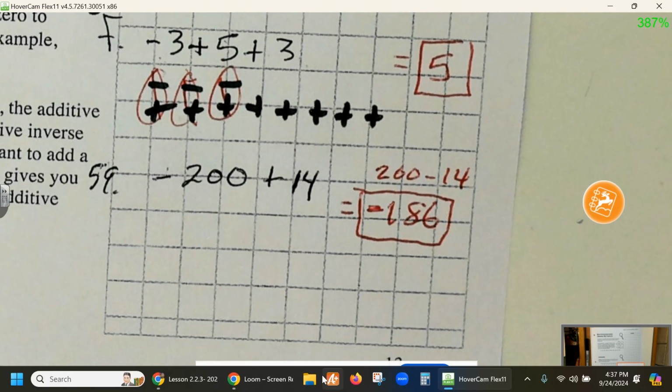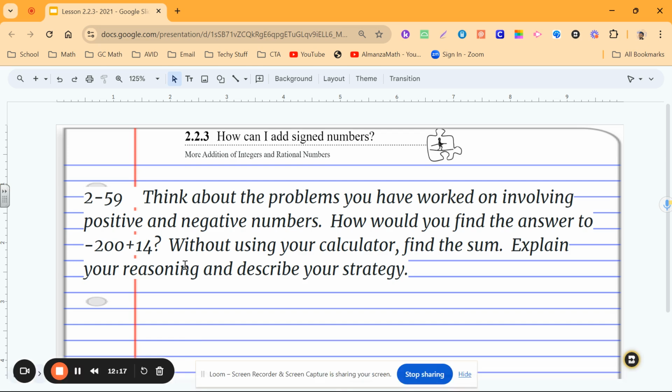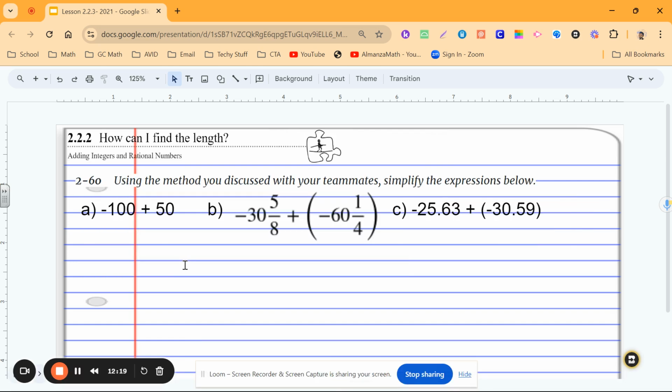So let's look at a different problem. So let's do the same thing with this one. You have negative 100 plus 50. And negative 100 plus 50, that one is kind of easy. We have 100 negatives, and we're adding 50 positives to it, so that would give us negative 50. Okay, so where would it help us with this one here?